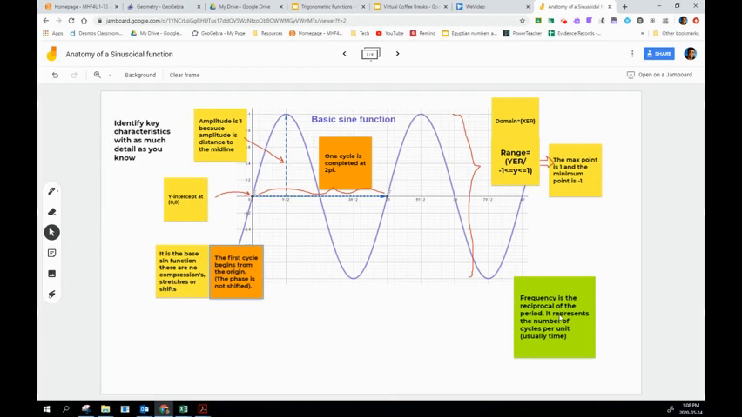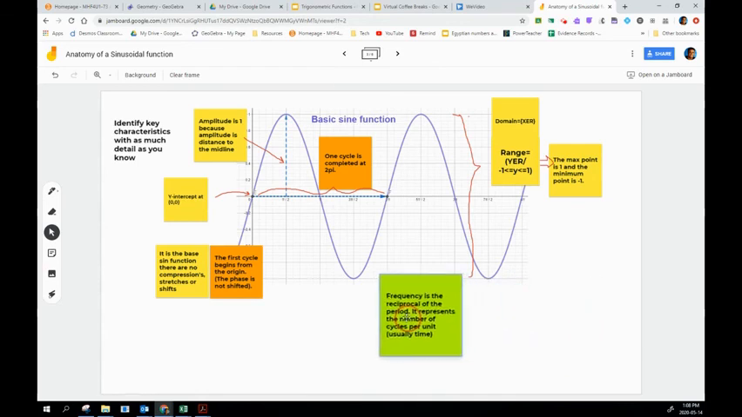And the last concept is that of the frequency. The frequency refers to how many cycles happen per unit, usually unit of time. And this is the reciprocal of the period. So in this case, the frequency would be 1 over 2 pi. 1 divided by 2 pi is the frequency. The unit actually is called a hertz when we use time, and that's the most common usage for frequency. So these were the key characteristics of the basic sine function.